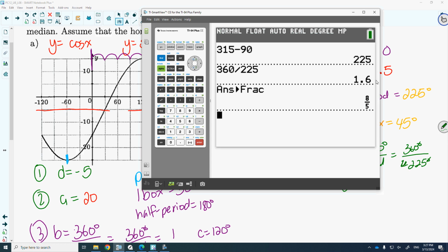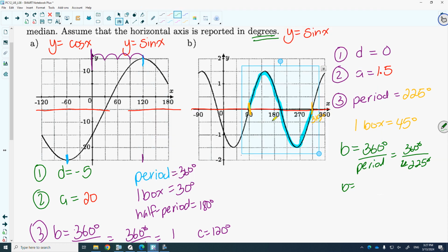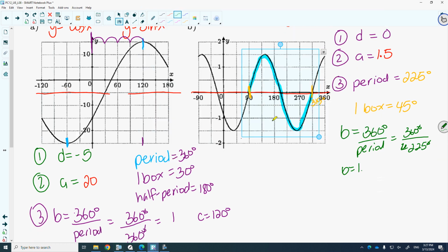Now I'm actually going to write it as 1.6 because I'm going to be typing it into my calculator to verify, and I just don't want to create an extra bracket. If it was a multiple choice question, it'd probably be a B value as a fraction, but I'm just going to put 1.6. So B is equal to 1.6.